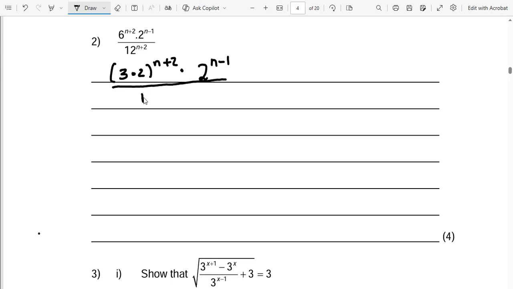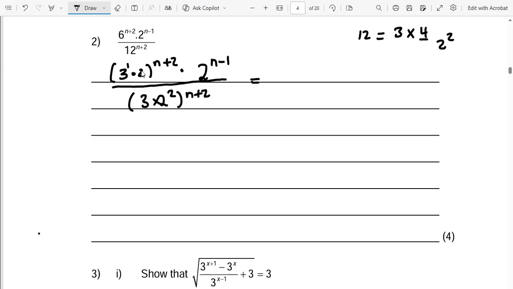What is 12? Is it 3 times 4? And we know that 4 will be 2 to the power 2. I hope you guys are with me. 12 is 3 times 4, but the 4 will be 2 to the power 2. So it will be 3 times 2 to the power 2, everything to the power n plus 2. Then now let's multiply out the exponents.